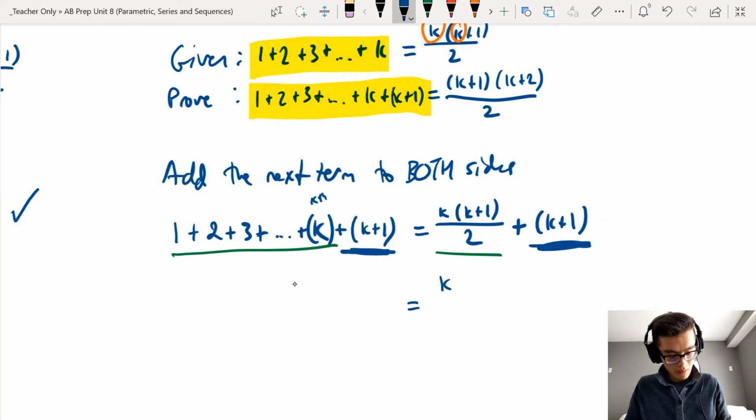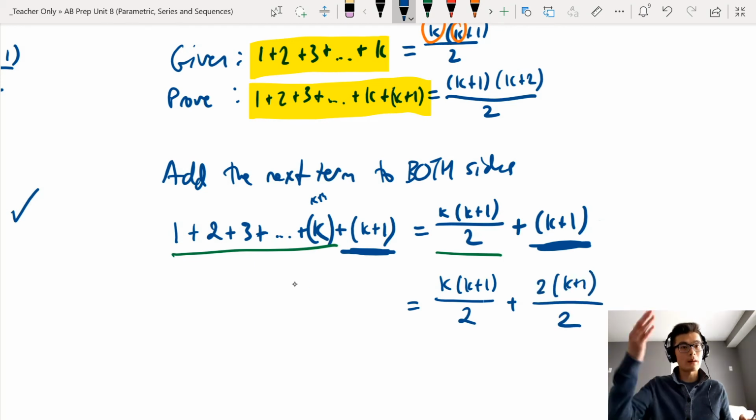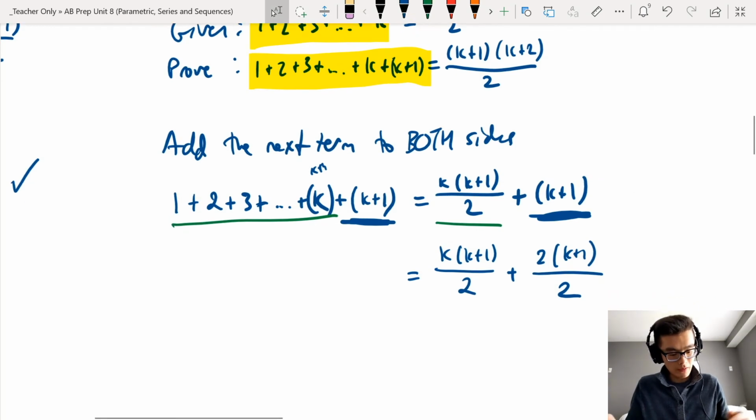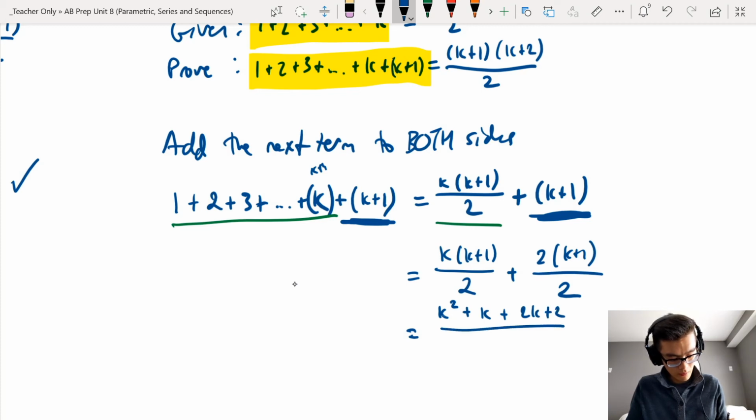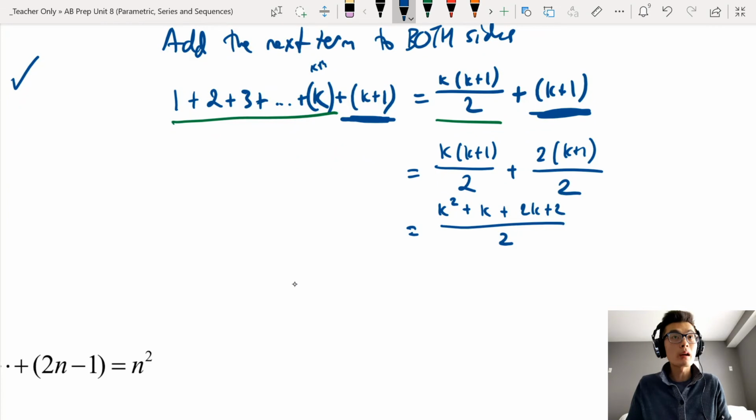Well, in order to do that, what I need to first do is make sure that the second term here is a fraction divided by 2. And so I can just multiply the top and bottom by 2. We get the same concept. And now let's add them together. So we get, FOIL that out or distribute it out, k squared plus k plus the 2k plus 2, all divided by 2. I just did all that mental math real quick. Make sure I'm not blocking. Good. So we're left with k squared plus 3k plus 2, all divided by 2.